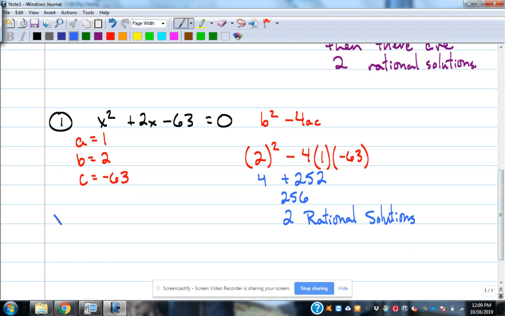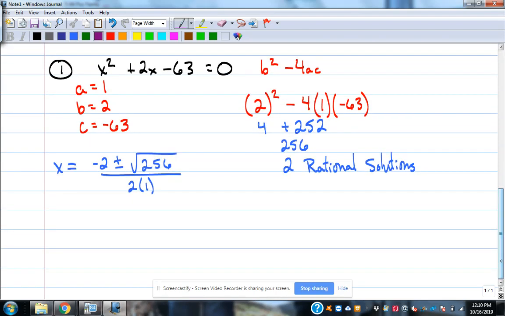So then I can go over here and start my quadratic formula. x equals negative b plus or minus the radical of b squared minus 4ac. I already know the answer to that. It's 256. So that's what I'm going to put underneath the square root. And then 2 times a, 2 times 1. And then I'm going to simplify as much as I can. I know already that the square root of 256 is 16. So my next line is going to be negative 2 plus or minus 16 over 2 times 1, which is 2.